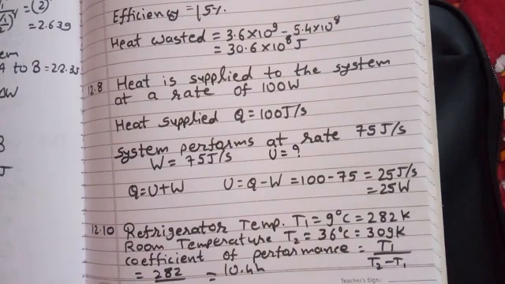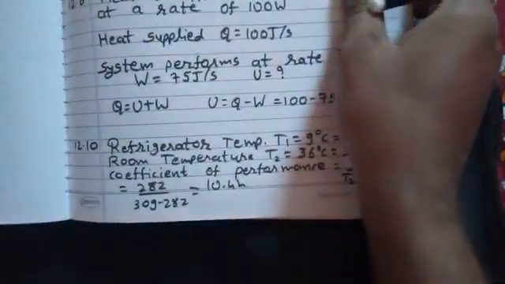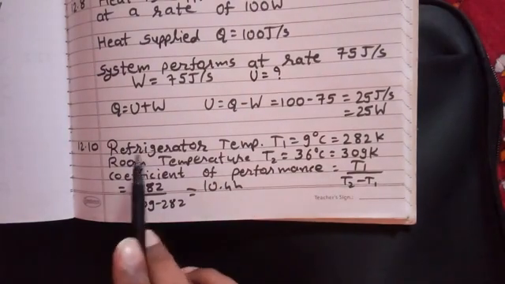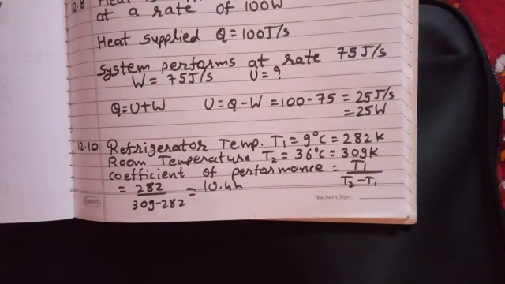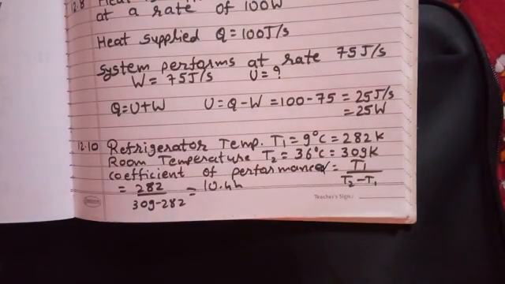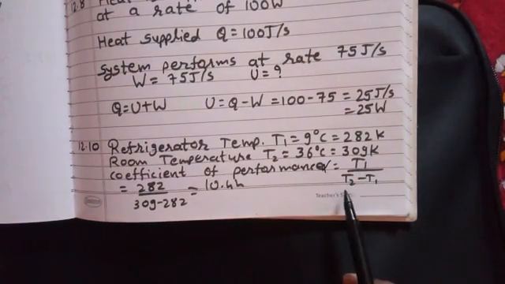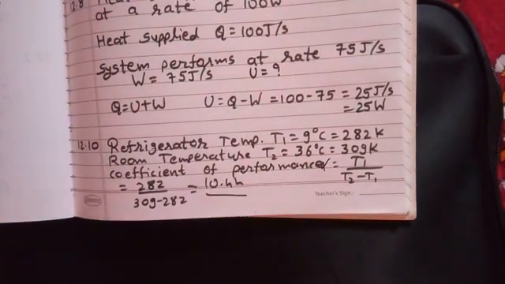Now 12.9, again you need to do it in your homework. Now 12.10, refrigerator temperature T1 is 9 degrees, it is given, and room temperature 36 degrees Celsius, in Kelvin 309 Kelvin. So it is given refrigerator temperature and room temperature. Now we need to find coefficient of performance. So coefficient of performance alpha is equal to T1 upon T2 minus T1. So we have both the terms T1 and T2. By putting values, we will get 10.44.